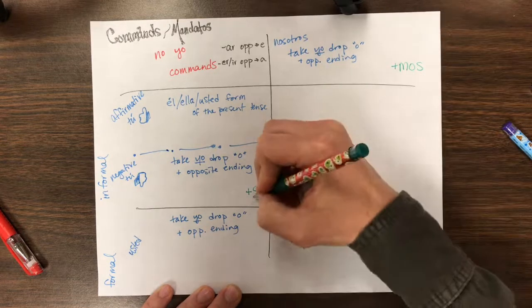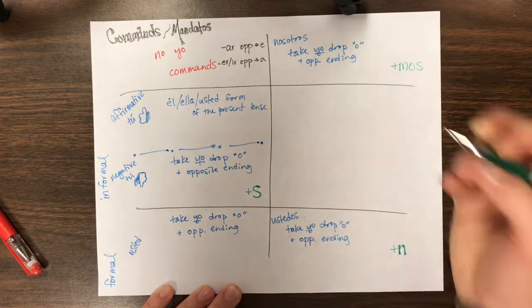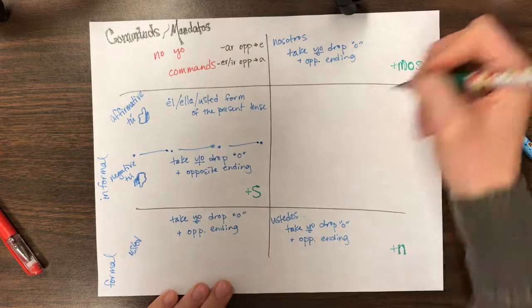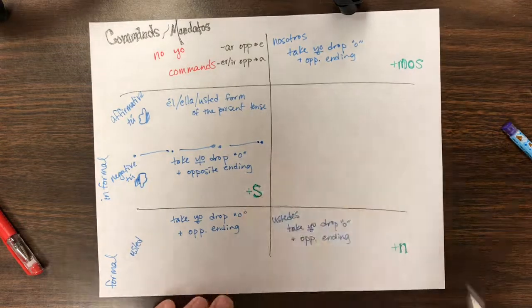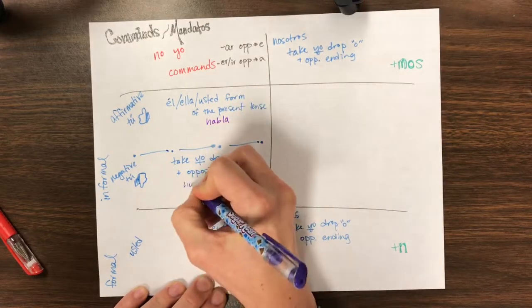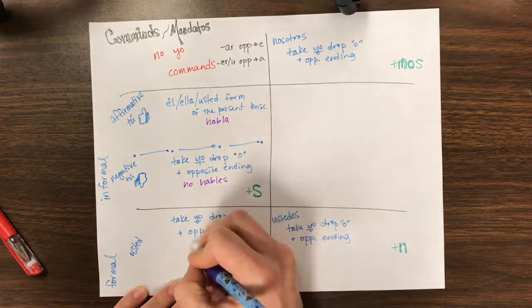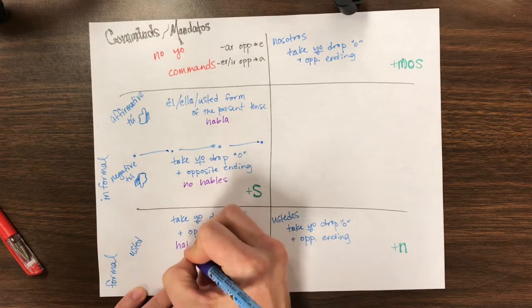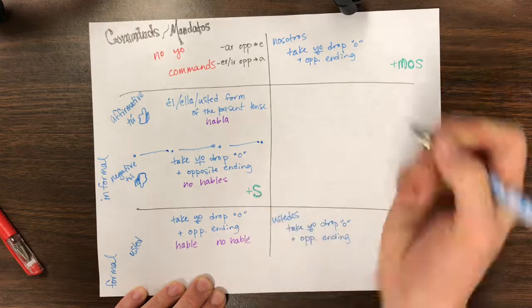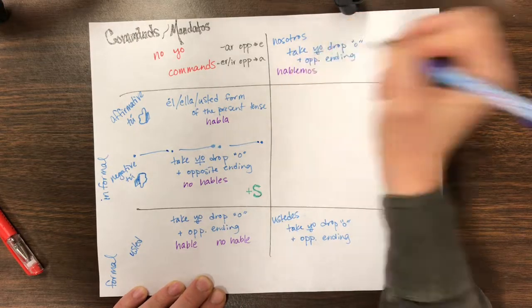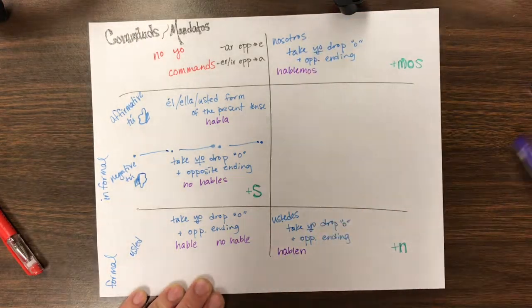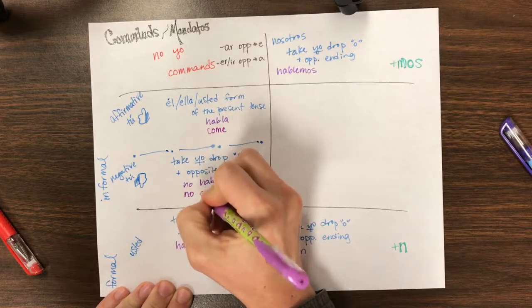Just that the negative tú adds an S, the nosotros adds a mos, and the ustedes adds an N at the end of that, and I will show you some examples. So, for instance, if you want to tell your friend to speak, habla. Don't speak, no hables. If you're talking to your grandma and you want to be respectful, hable or no hable, it's the same. Hablemos or no hablemos, and hablen or no hablen.